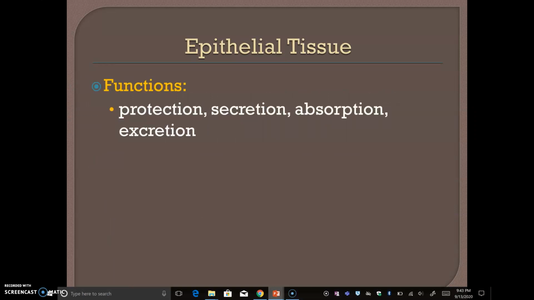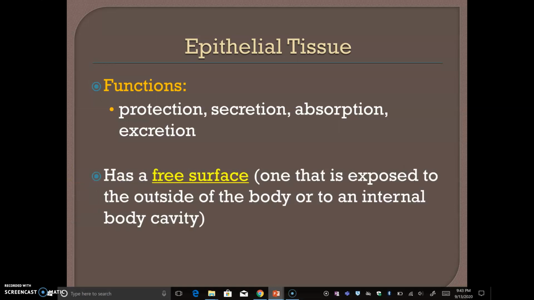The functions of epithelial tissue are protection, secretion, absorption, and excretion. It has a free surface. This free surface means that one side is exposed to the outside of the body or a body cavity. So it's really an opening to something else. So it has that free surface.